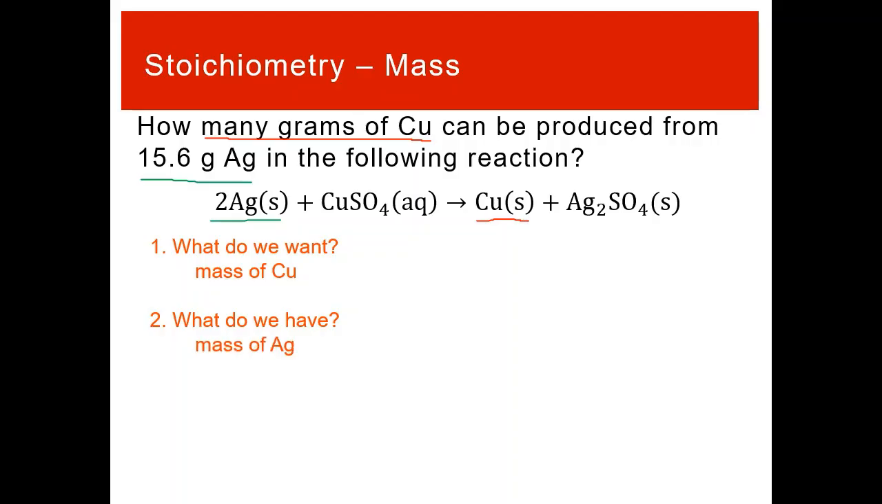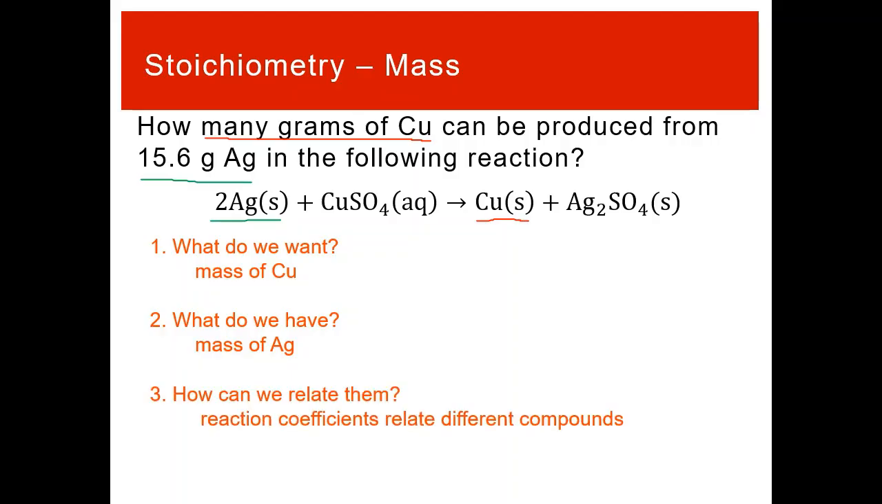And so we are dealing with this mass of silver. That's what our starting amount is. We want to get it to mass of copper. And so we know we want to relate different substances using our reaction coefficients, right? If I want to go from silver to copper, those are just entirely different elements. There is no general relationship between amounts of those things. It is uniquely defined by this chemical reaction.